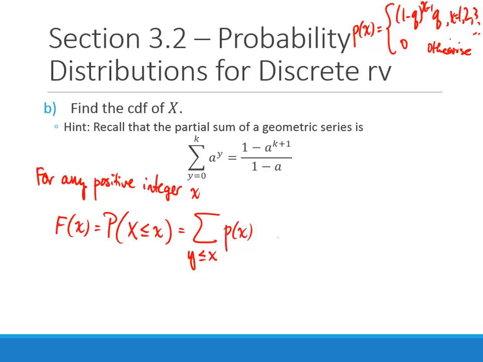So what does that equal here in this case? This is now equal to the sum from y equals 1 up to x of the PMF, which is 1 minus q to the y minus 1 times q. So again, just writing out by definition everything we've seen so far. And now the trick is to actually solve for that sum, so we don't have to always add up a bunch of things.